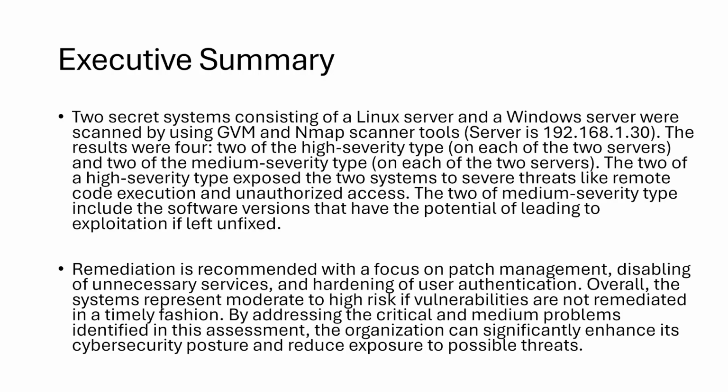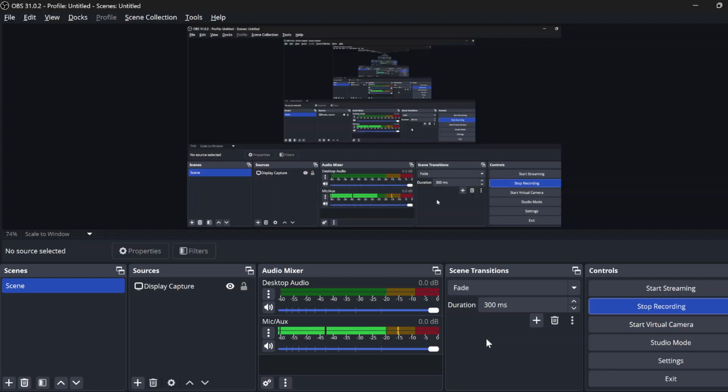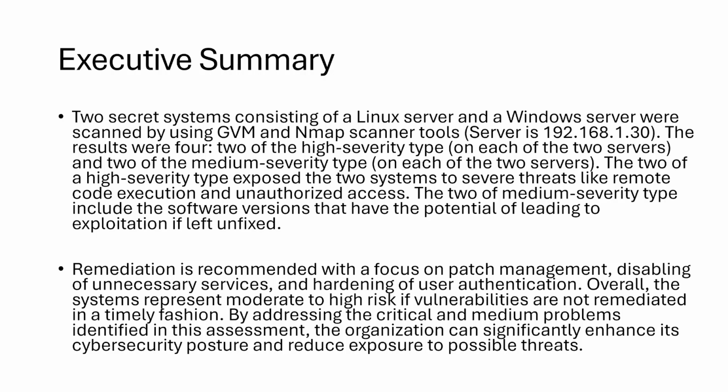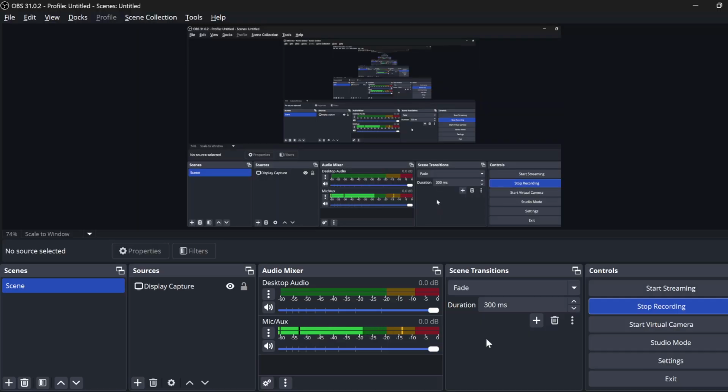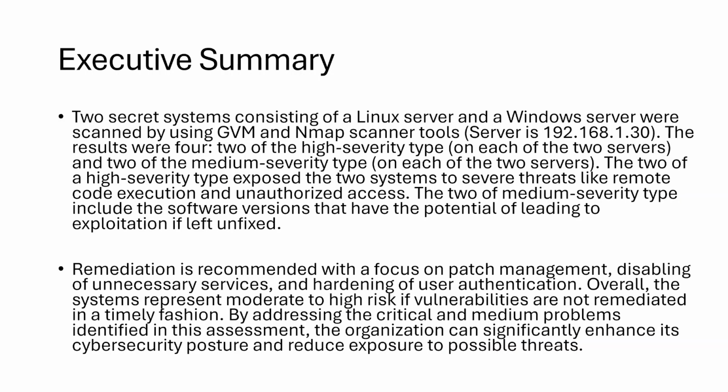Executive summary. Two systems, consisting of a Linux server and a Windows server, were scanned using GVM and Nmap scanner tools. The server is 192.168.1.30. The results were two of the high severity type on each of the two servers and two of the medium severity type on each of the two servers.